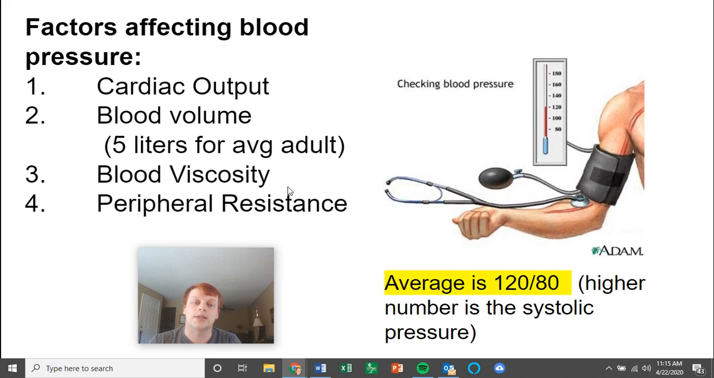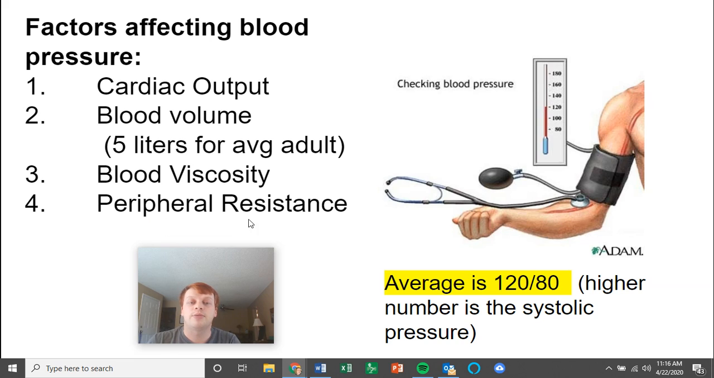Next is blood viscosity. And when we talk about viscosity, you can think of it as sort of like the thickness of blood and its stickiness. So if your blood is less viscous, then it's more likely to flow more easily and you might have a higher blood pressure as a result.